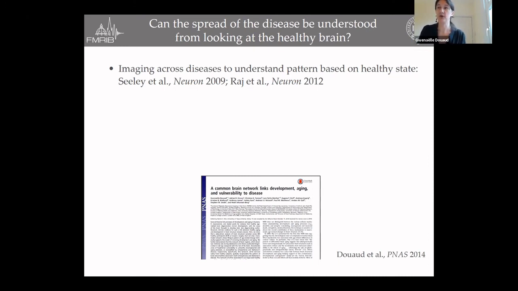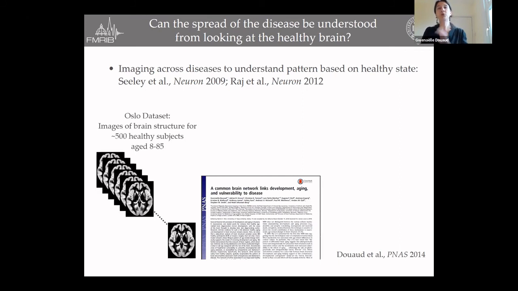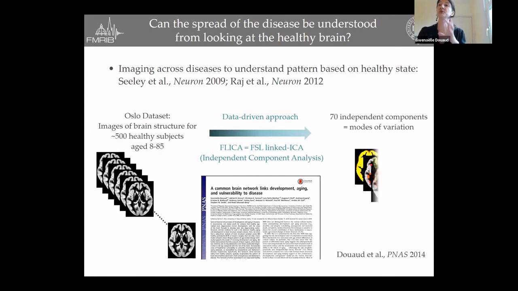That's something that we did ourselves, that was published in PNAS in 2014. Now, I won't bore you with the details, and I don't have that much time either anyway. This time we had about 500 healthy subjects, I insist on healthy, covering most of the lifespan, 8 to 85. And the only information we had was the grey matter structure. What we did was use a data-driven approach, linked ICA, independent component analysis, to reduce the data to 70 independent components. And these are really showing you the modes of variation of the structure across these 500 brains. It doesn't know anything about age, sex, their activities, their socioeconomic status. It only knows voxel by voxel, pixel by pixel, the information about their grey matter structure.